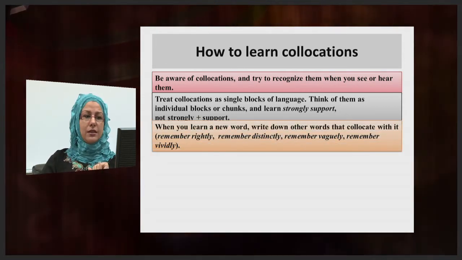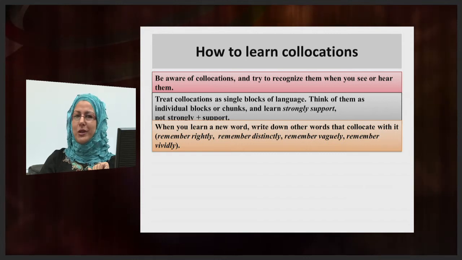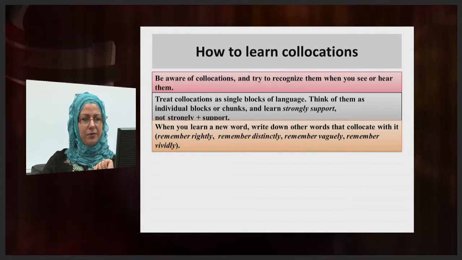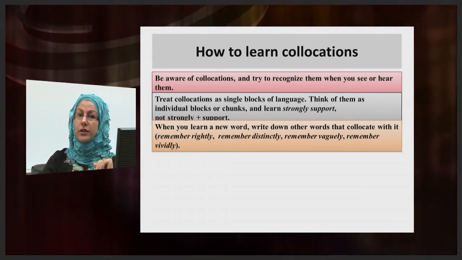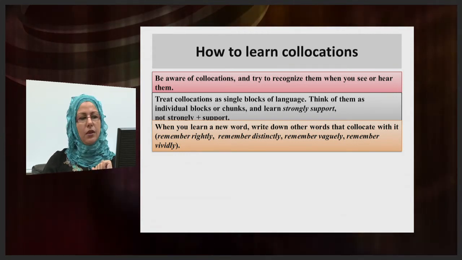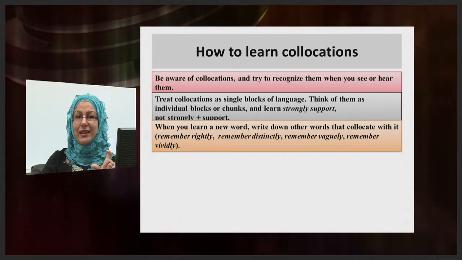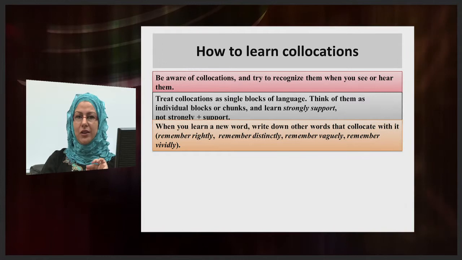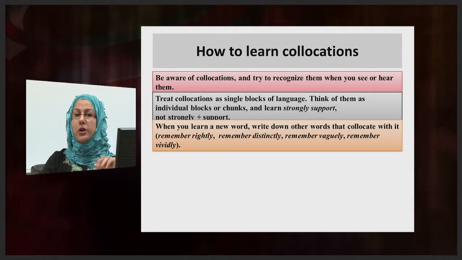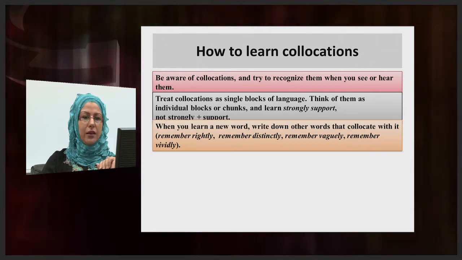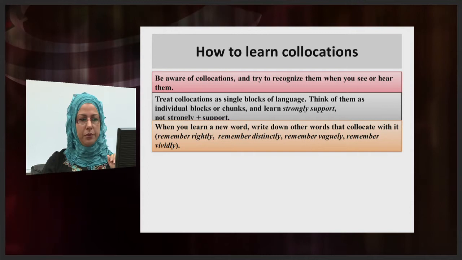When you learn a word, write down other words that collocate with it. For example, if you've learned the word "remember," you can collocate it with "remember rightly" and note down these collocations in your notebooks to go back to them later. Remember rightly, remember distinctly, remember vaguely, or remember vividly.